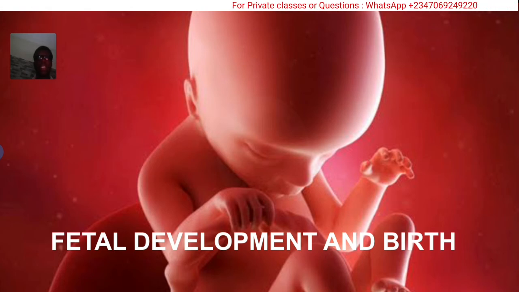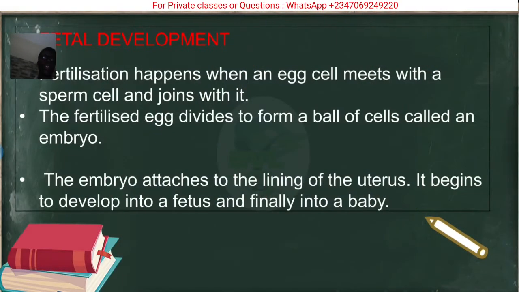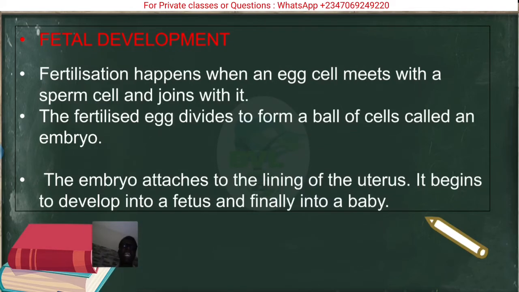So basically, we've talked about how the menstrual cycle happens, what the gametes are, and all of that. So let's see how the fetus develops. Now, fertilization happens, like we saw, when an egg meets a sperm cell and joins with it, then the fertilized egg develops to become an embryo. Please don't forget this. Now, the embryo becomes attached to the uterus. Then it changes to a fetus, and the fetus becomes a baby. So it means this is the least developed, it changes to a fetus, and the fetus becomes a baby.